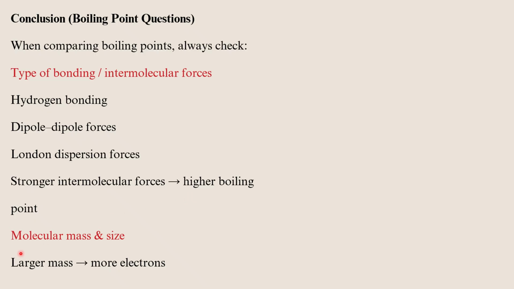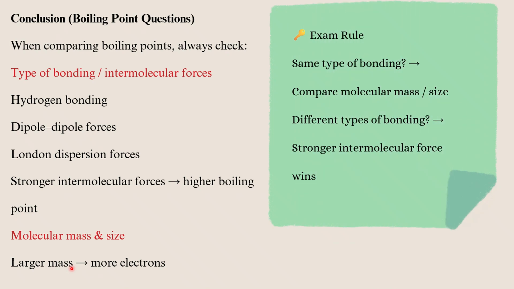And next, if you have different molecules provided, there you will check for the mass or the size of the molecule, because the larger the mass, the more surface area, which leads to stronger bonding, and hence in conclusion the boiling point will increase. So this is the conclusion that you will remember whenever you have questions based on boiling point. That is, if the question consists of the same type of bonding, then you will compare their molecular masses and size. If they have different types of bonding, you will check for their stronger intermolecular forces, because the stronger the intermolecular forces, the higher the boiling point.